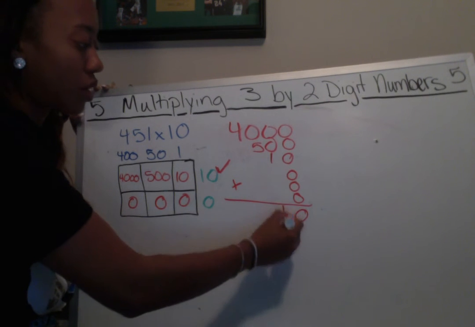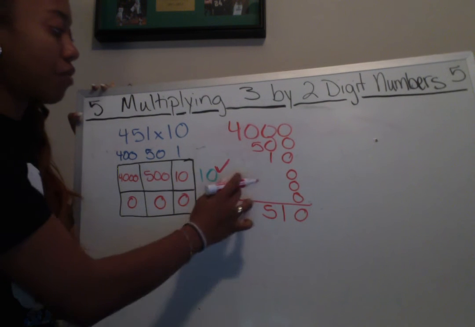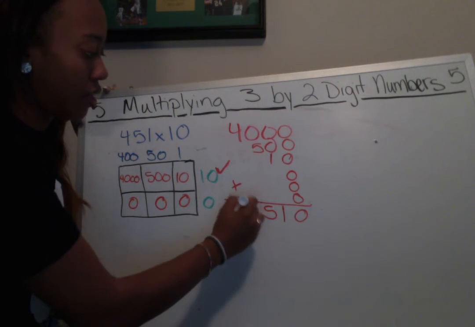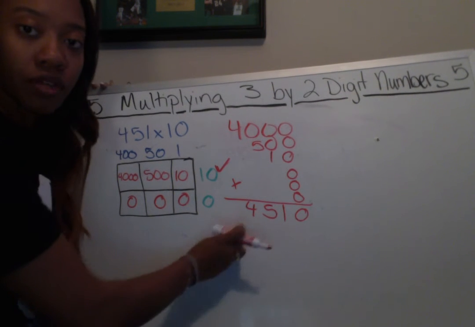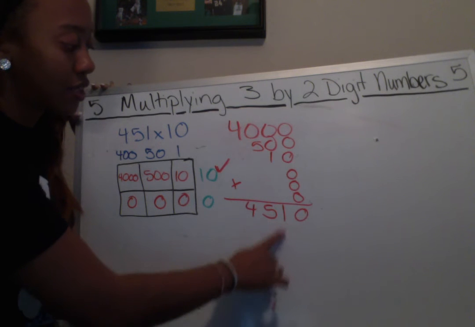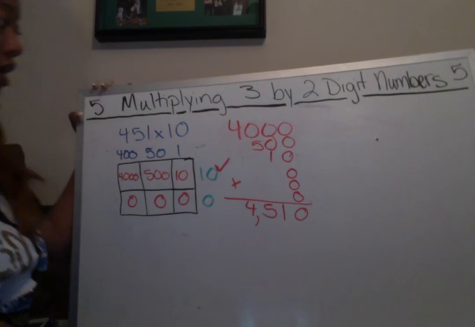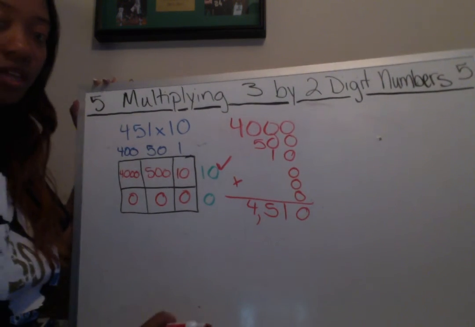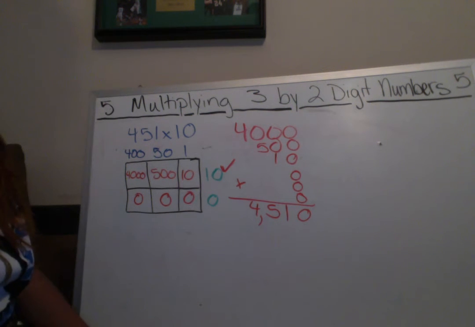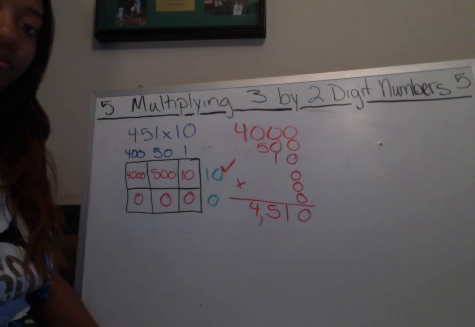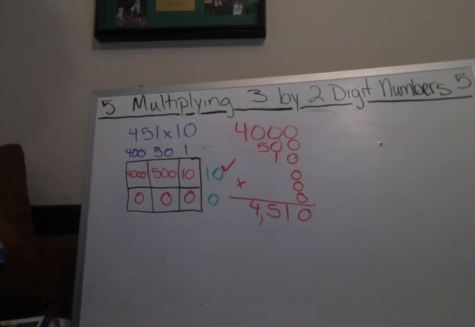0 plus 1 is 1. 0 plus 5 is 5. And 4 plus nothing is 4. Now I know with place value, I group them in groups of 3, starting from the left. Ones, tens, hundreds, comma. We are now in the thousands. So the answer to 451 times 10 is 4,510. All right, that is the first one.